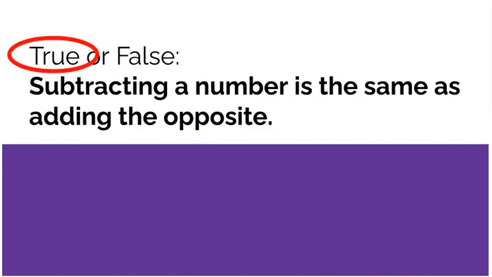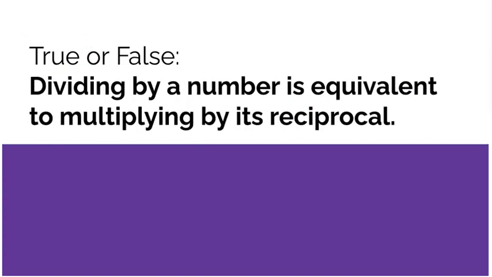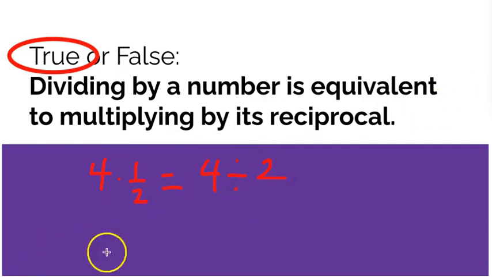True, we just talked about that. Dividing a number is equivalent to multiplying by its reciprocal. Yes, it is. Remember, if you have 4 times 1/2, that is the exact same as 4 divided by 2. Same thing either way.